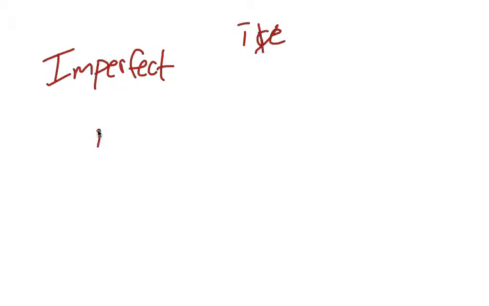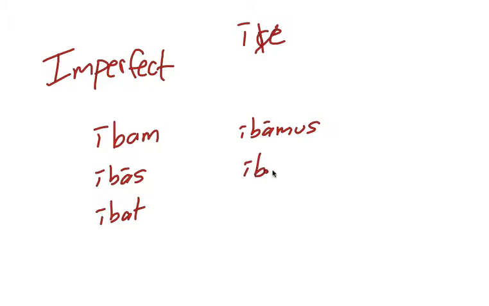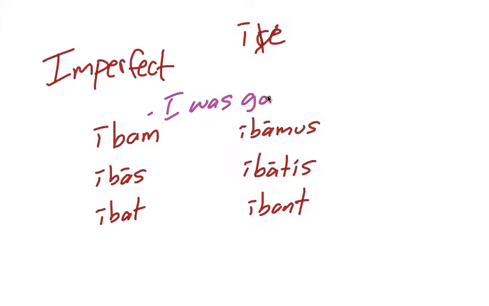Okay, the imperfect makes a lot of sense, actually. You just take off the re from the infinitive. So remember, the infinitive is ire. Take off the re, and that's your base. And then you treat it like a first conjugation verb. So it's ibam, ibas, ibat, ibamus, ibatis, and ibant. Okay, pretty simple. So ibam would be I was going, or simple past, I went. Okay, so again, pretty simple. Take off re, add bam, bas, bat, bamus, batis, bant.